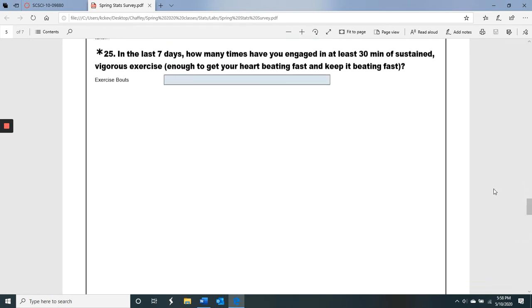And then 25. So how many times have you exercised in the last week? So again, that's ratio. So you could have exercised 0 times. And the difference between 1 and 2 is the same as 3 and 4.